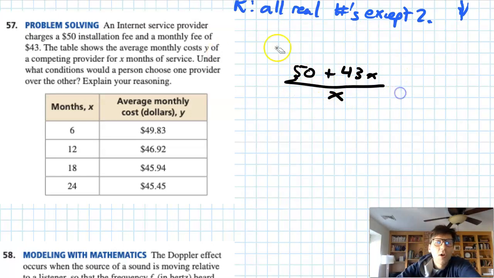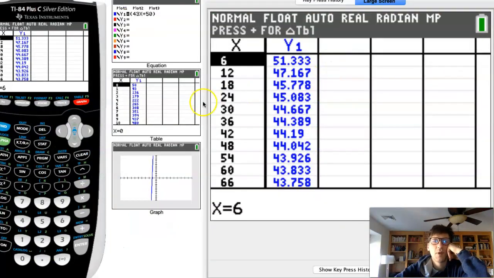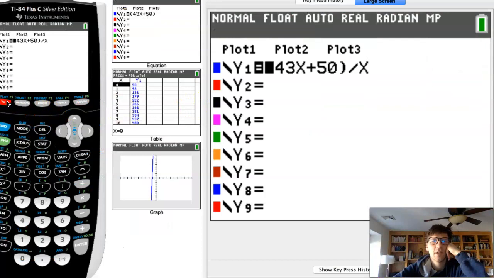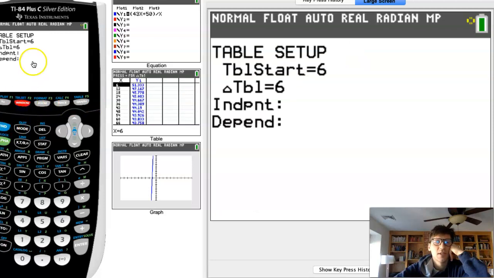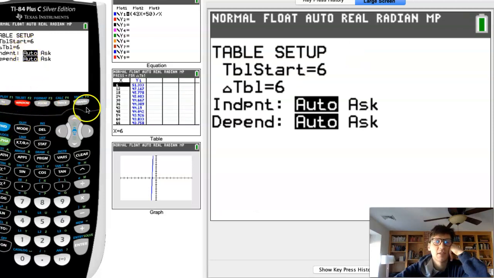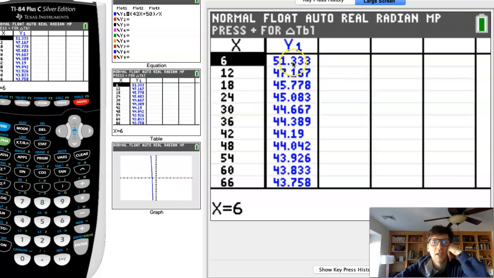Well, the cost of the second plan would be 50 plus 43 over x, if x is the month. I guess I could say divided by the number of months, right? This would tell you the total cost divided by the number of months. So going to my calculator would be a wise strategy here. I put in my equation, and I've set my table so that it starts at 6 and changes by 6, because that's the way the other table was presented. And look, I can compare.